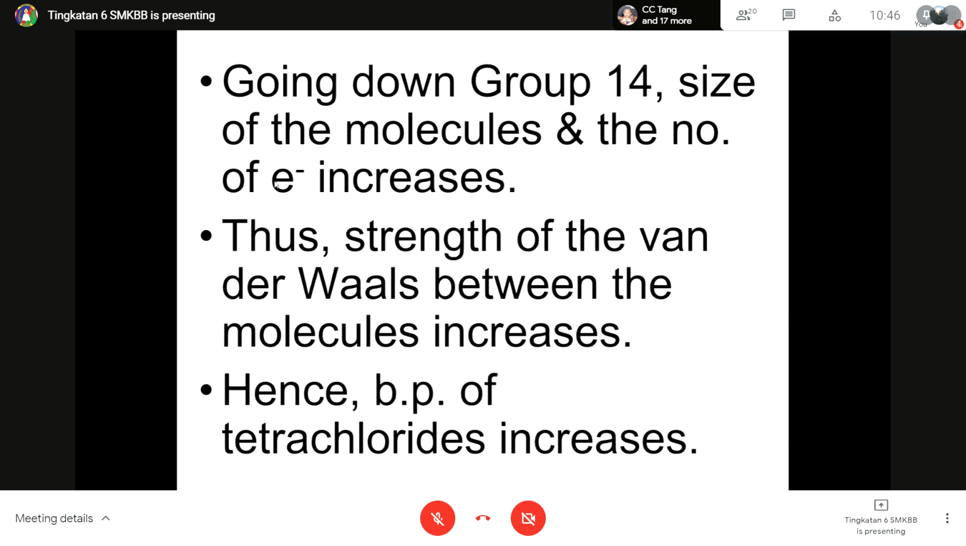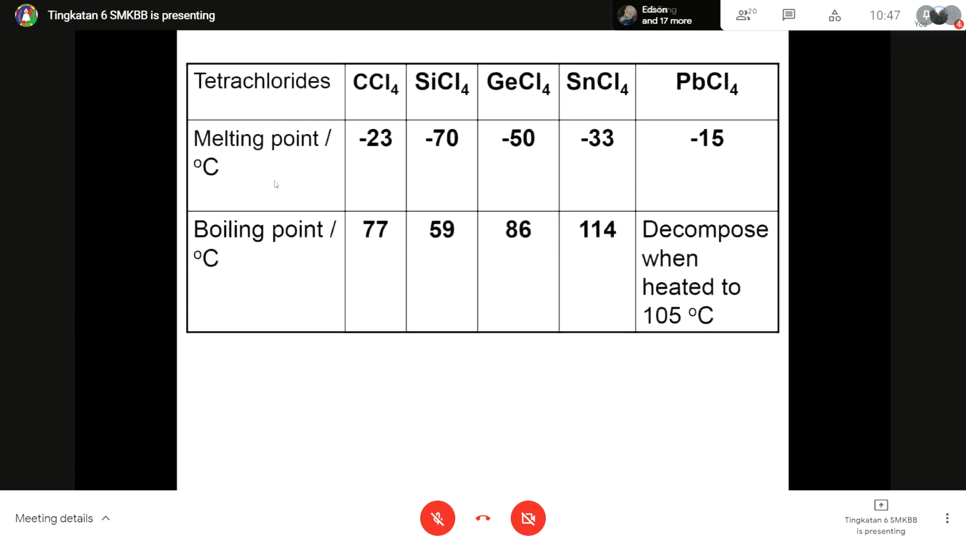If you check in terms of value, the values are very low, and for melting in fact negative, but for boiling it is considered low. In fact, for PbCl4 we don't really get a value for boiling point, because it will decompose. Even slight warming already decomposes it. But normally, if you really check in terms of value, at about 105 degrees more or less, it will start to decompose. So this is a liquid.